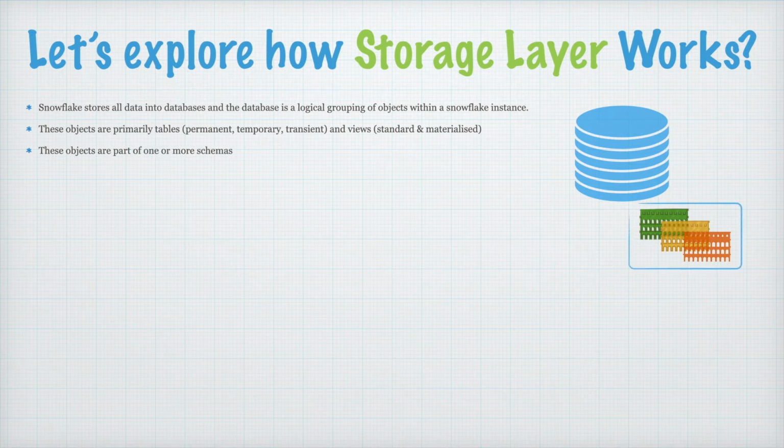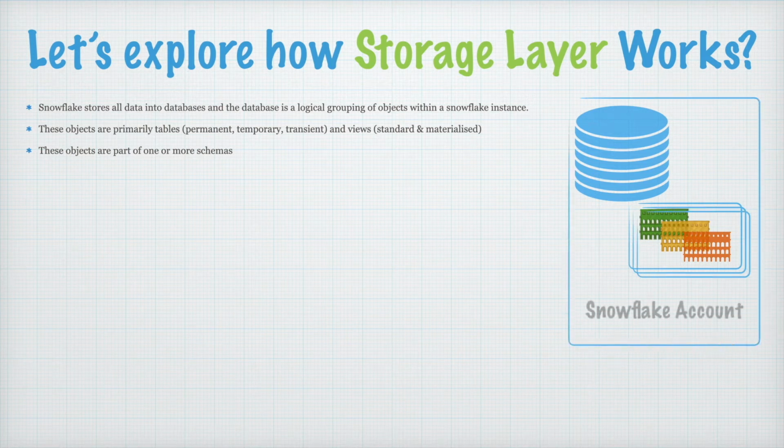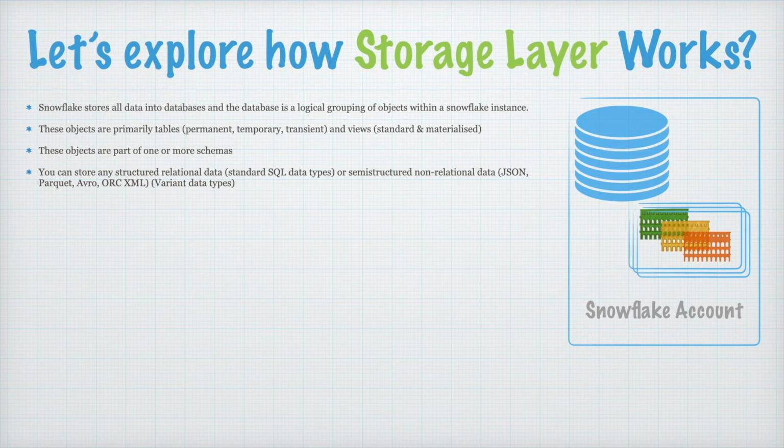These objects are part of one or more schemas. Snowflake follows a standard approach of organizing database and schema, and all the objects are part of the schema. You can store any structured relational data, standard SQL data types, or semi-structured non-relational data like JSON, Parquet, Avro, ORC, XML. These are called variant data types. Snowflake uses highly secure cloud storage to maintain your structured as well as semi-structured data.